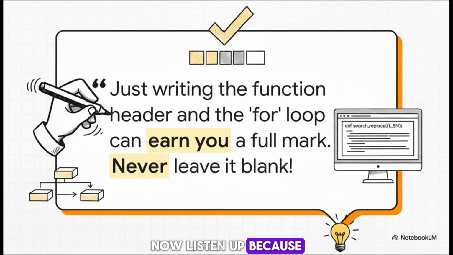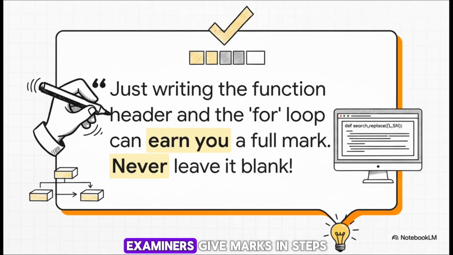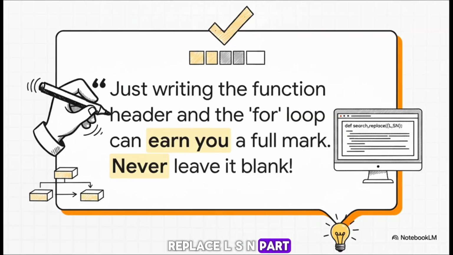Now listen up, because this is the most important part. Examiners give marks in steps. Just by writing the function definition correctly, that's the def search_replace(L, SN) part, and setting up the correct loop, you have probably already earned 1 full mark. So what does that mean? It means you never, ever leave a function question blank.